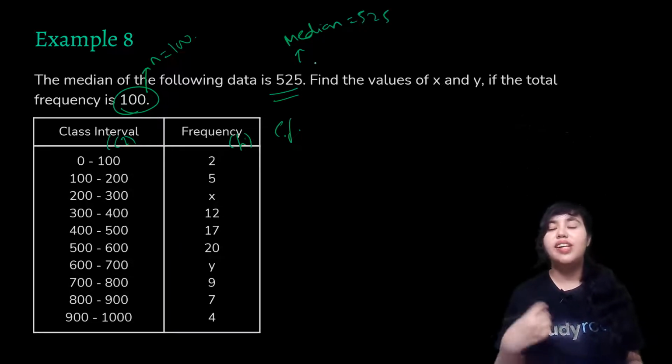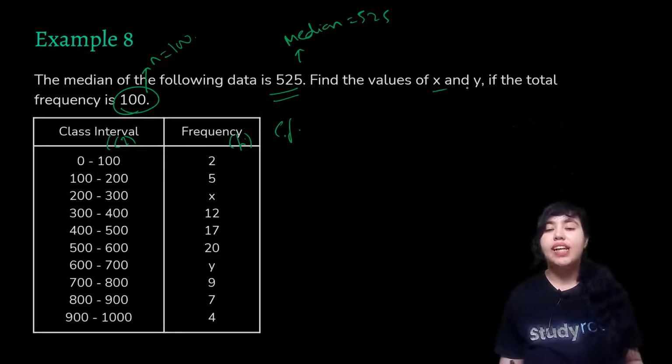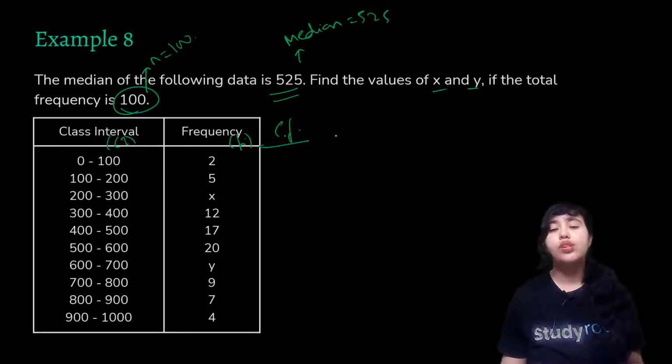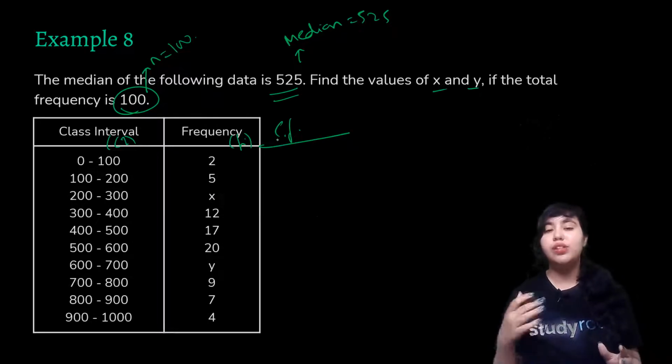So if the median is already given, what are we finding? We're finding this x and y. What are these x and y's? They are the frequencies here. So for that, you need to first of all form a cumulative frequency table.